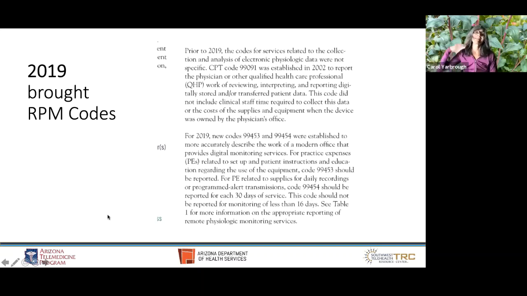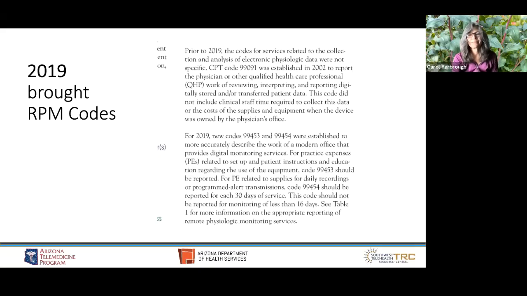The year of 2019 brought us the gift of the remote physiologic monitoring codes. There were 3. 99453, which we know and love as the education and training. 99454, the provision of the device, which, read this carefully, is for practice expense related to supplies for daily recordings or programmed alert transmissions. That's clear, right? We didn't spend the last 2 years talking about that definition. And this code should not be reported for monitoring of less than 16 days.